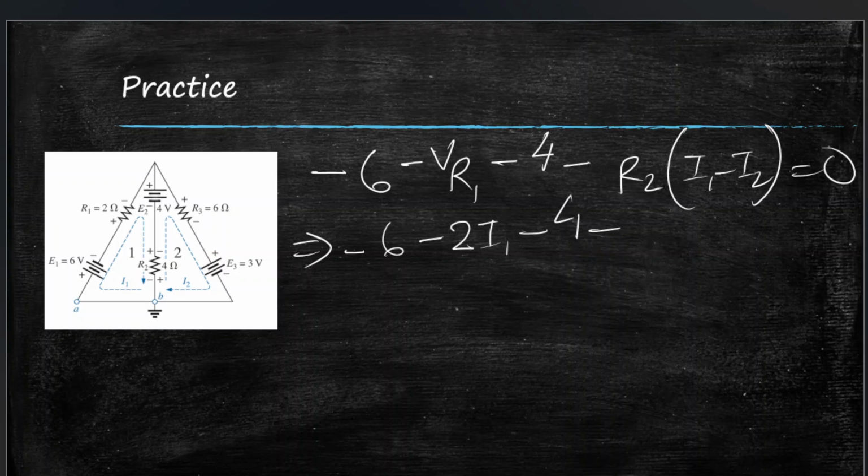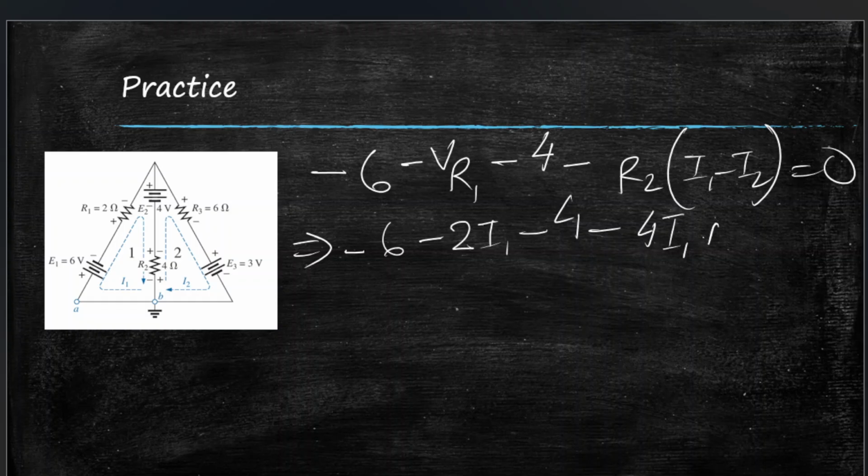Okay, now let's continue. So R2 was 4 ohms, so 4 times I1 minus I2. Let's just remove the brackets.